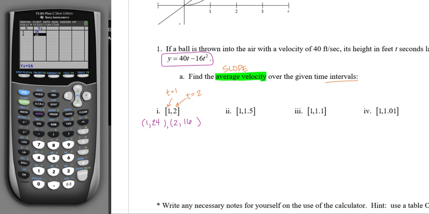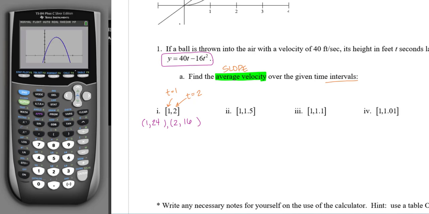2, 16. The other thing, of course, that you could do is you could look at the graph of this function, and I've changed the window accordingly. So if you want to have it match mine, you can certainly look at the x-min, x-max, and the y-min, y-max. I very much like to see my axes.